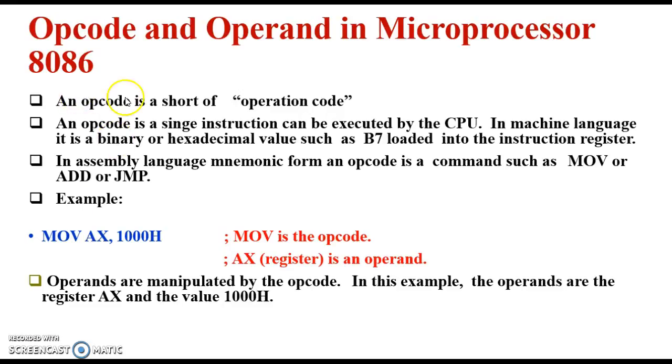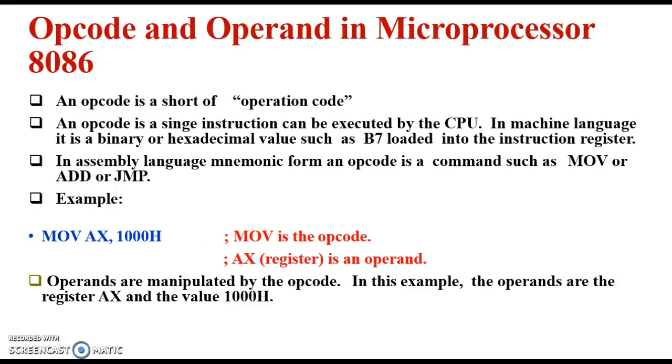An opcode is an operation code. It is a single instruction which can be executed by the CPU. In machine language, it is a binary or hexadecimal value. For example, MOV AX, 1000H. In this example, MOV is an opcode which has a standard hexadecimal value called a mnemonic, which is executed by the CPU.